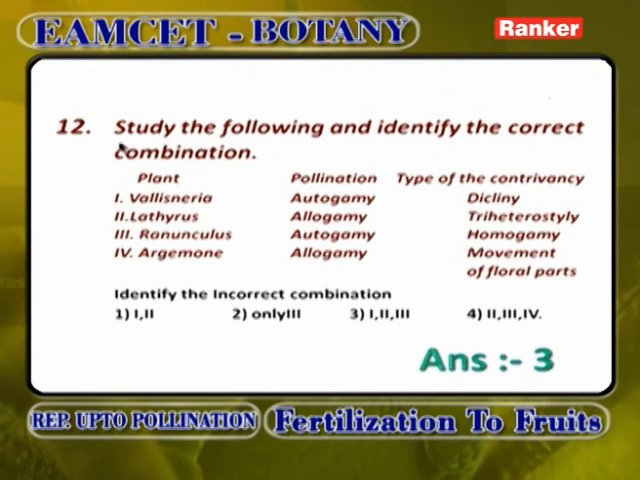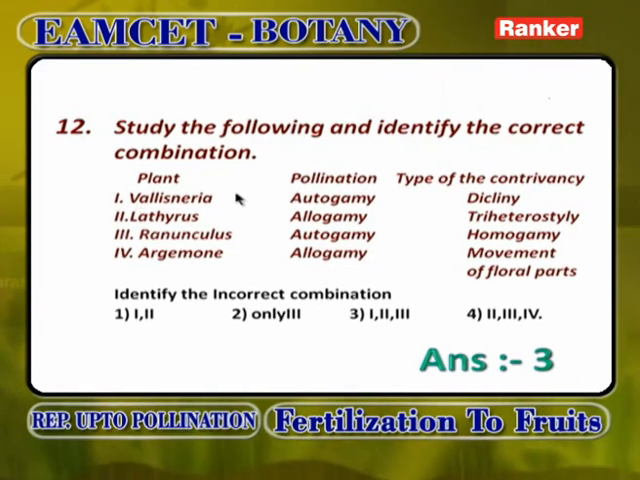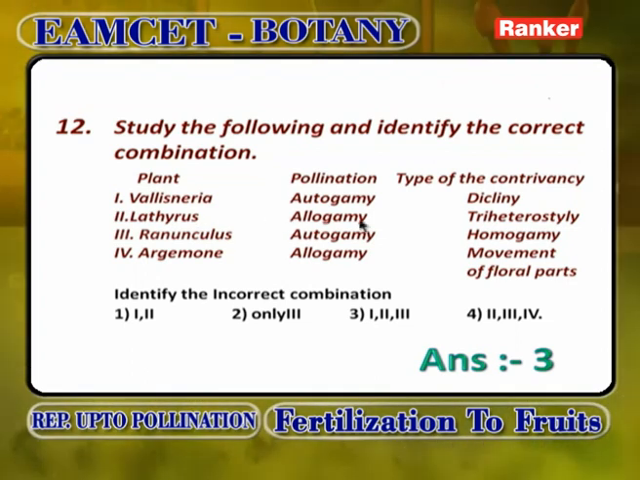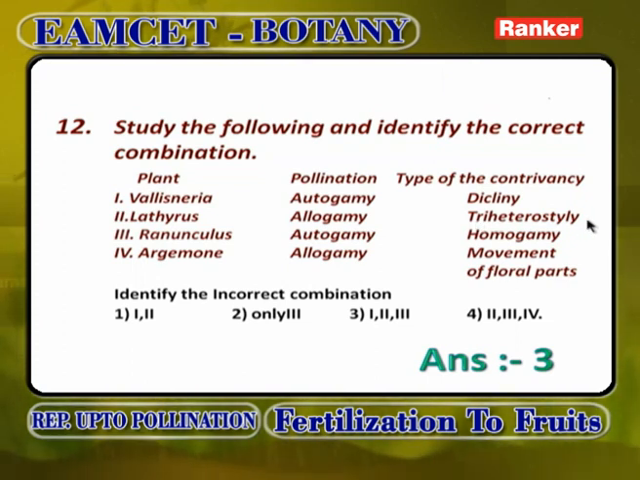This is a 3-column tabular form. Study the following and identify the correct combination: plant, pollination, type of contrivancy. Vallisneria, autogamy, dicliny. Here you have to identify the correct combinations. Correct: Lythrum, allogamy, triheterostyly. So the answer is 1, 2, 3.